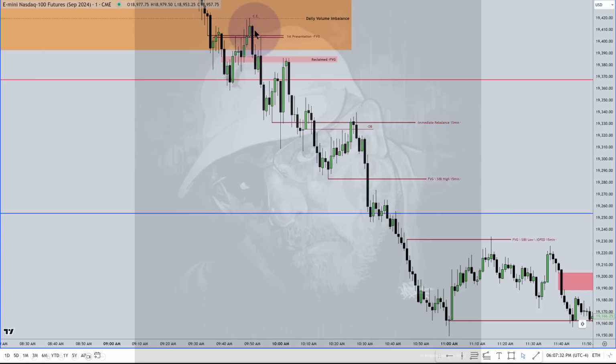But if it trades through it and comes back down and breaks below it, and it offers one more opportunity to go into that same thing, that's a reclaimed bearish fair value gap. Market breaks aggressively lower. Using the immediate rebalance on the 15-minute time frame, again, look at the bodies.